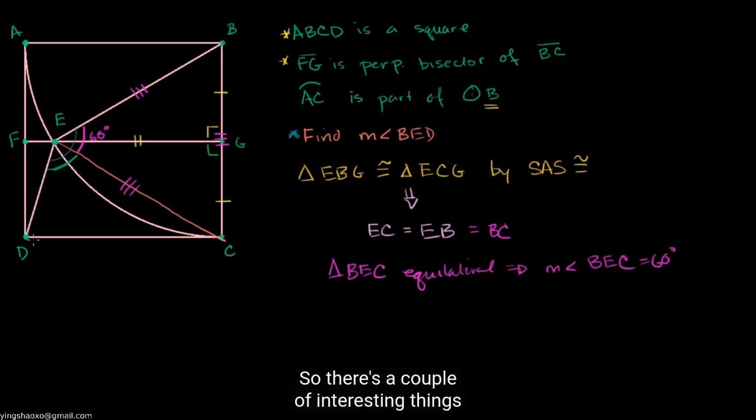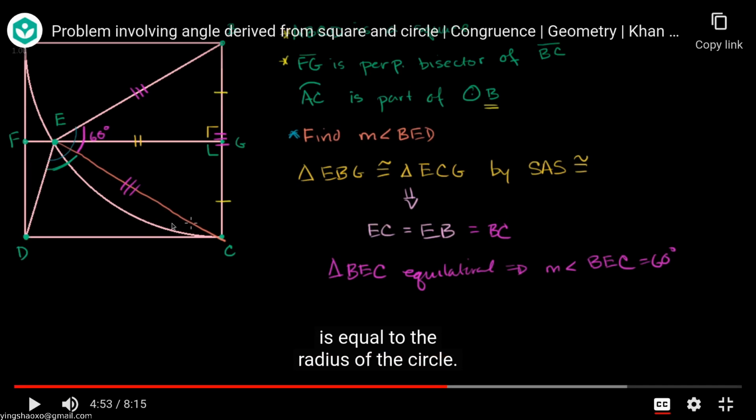So there's a couple of interesting things that we already know. We know that this right over here is equal to the radius of the circle. So at the first, you know that this is the radius of the circle, and this is also the radius of the circle. So the two lines are the same. Let's say we have one side the same, we have another side the same, and we have the corresponding angle the same. So the two triangles are congruent.